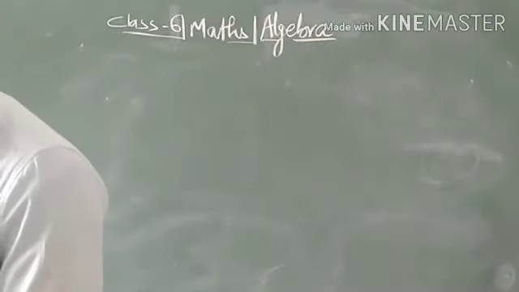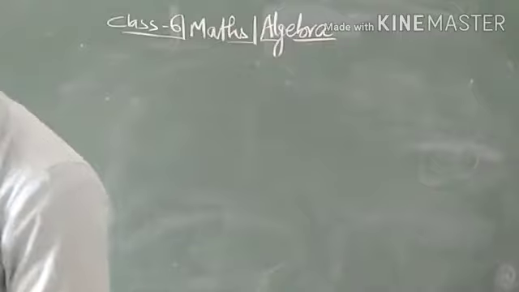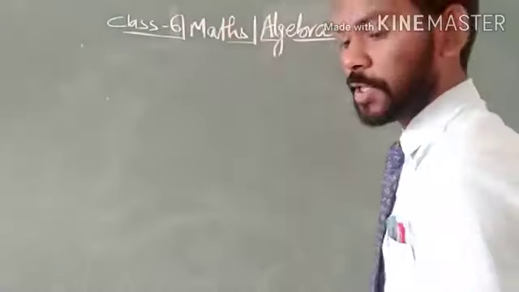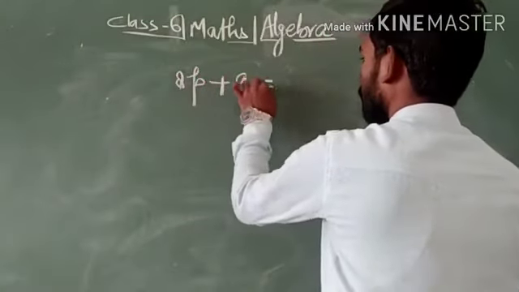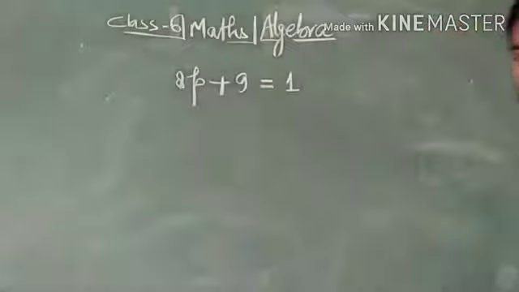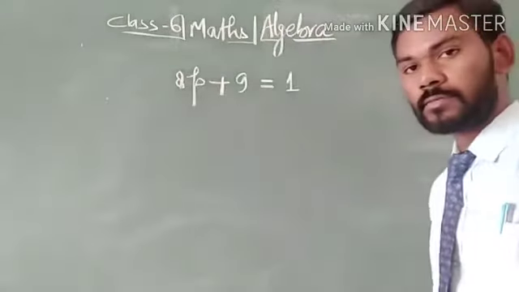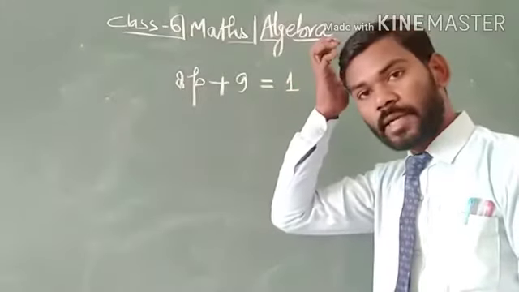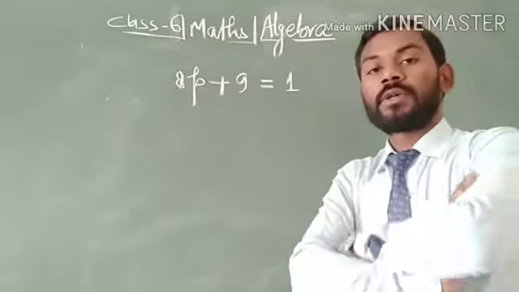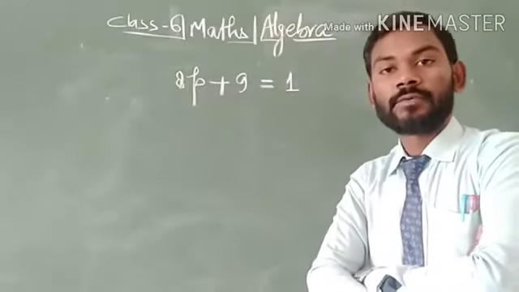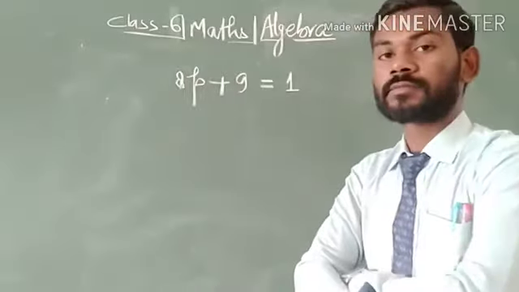Now let us see the next question. The next question is 8p plus 9 is equal to 1. Here the given equation is 8p plus 9 is equal to 1. We have to solve this with the transposition method.